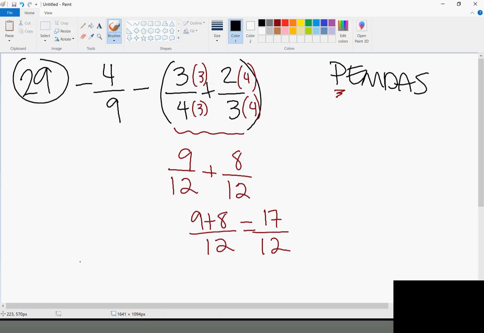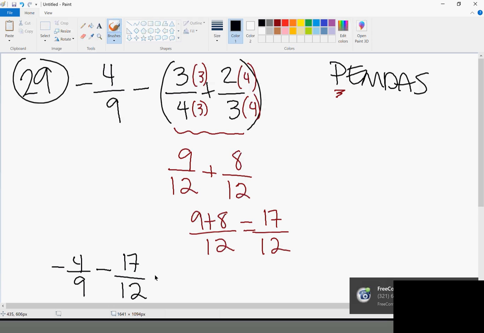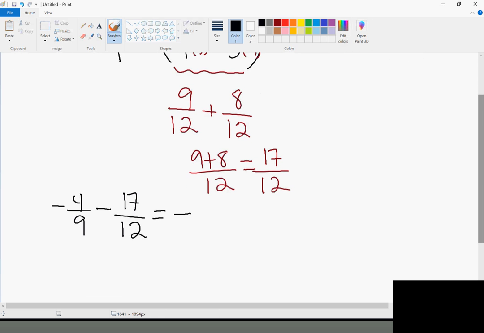Okay, negative 4 over 9 minus 17 over 12. Okay, so now I need to get common denominators again because I am subtracting fractions. And also, let's think. Before we even do that, we have the same signs here. So my answer is going to be negative, and I'm going to just add up 4 over 9 and 17 over 12.